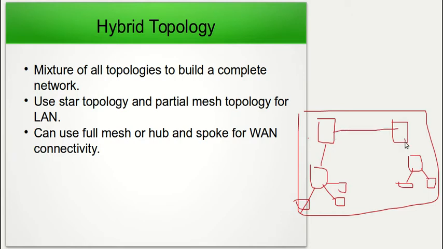This is a partial mesh design, because as you can see, the distribution switches have a connection to all the access layer switches, but the access layer switches don't have connectivity between each other, and only have connectivity to the distribution layer switches.